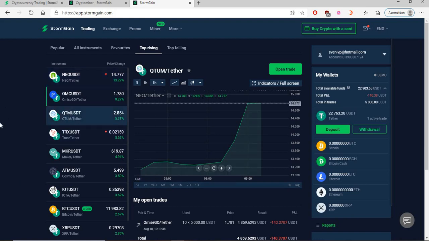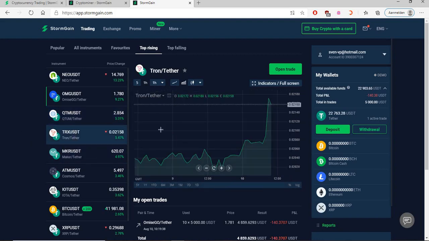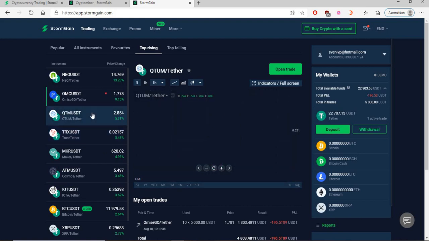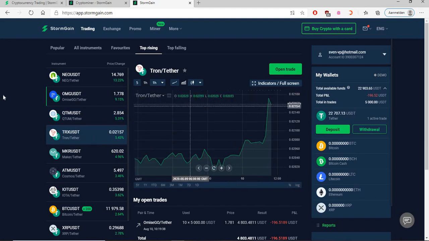The next promising one is the quantum tether, but as you can see it's in a falling state, so I'm not going to take that either. Then we go to the Tron tether. It's the same one, and obviously these are all pairs with tether, and if one tether pair is going to drop, most of the time the other pairs are also going to drop. If that's the case, it means that the value of the dollar tether is falling.